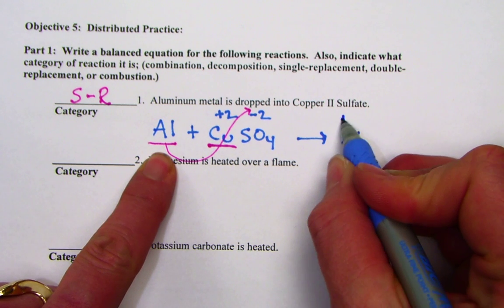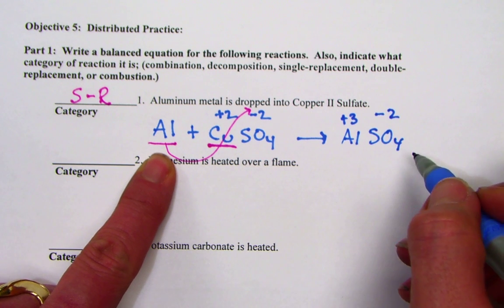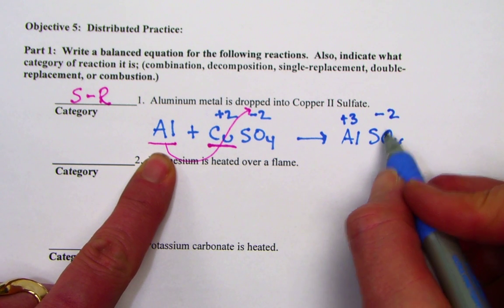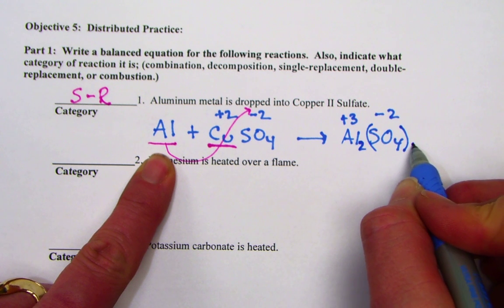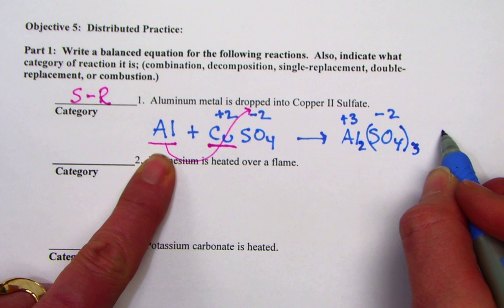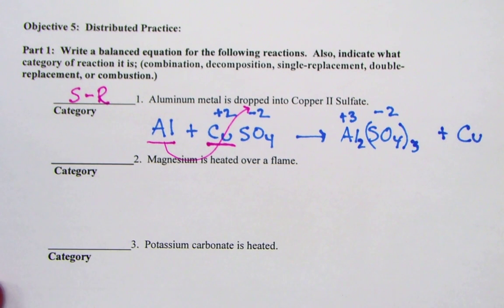Aluminum will hook now to the sulfate, but remember to consider its charges. Aluminum's a +3, sulfate a -2, Al2(SO4)3, taken 3 times. And copper is left by itself.